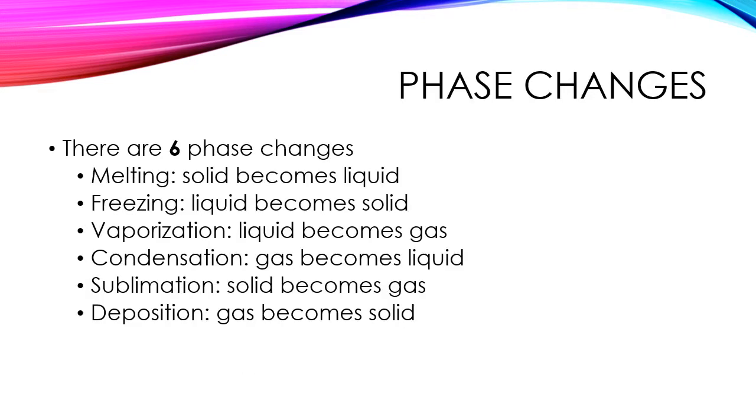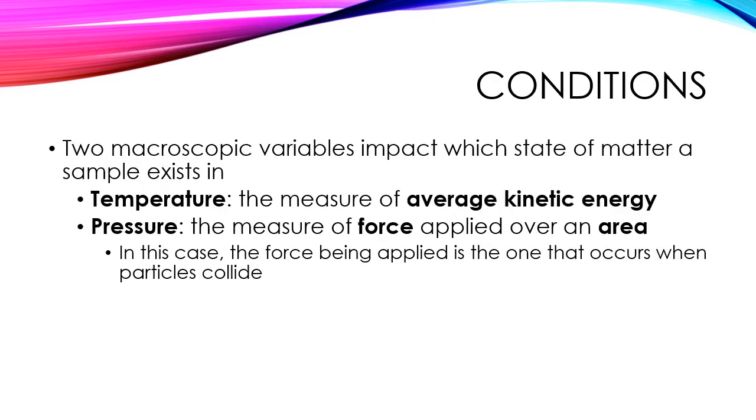Another reminder, there are 6 phase changes that you should be familiar with. Melting, freezing, vaporization, condensation, sublimation, and deposition. These phase changes go between each of the 3. There are 2 important properties that impact what state of matter a substance will be in. These 2 factors are temperature and pressure.